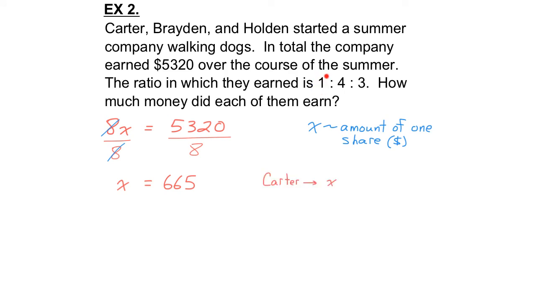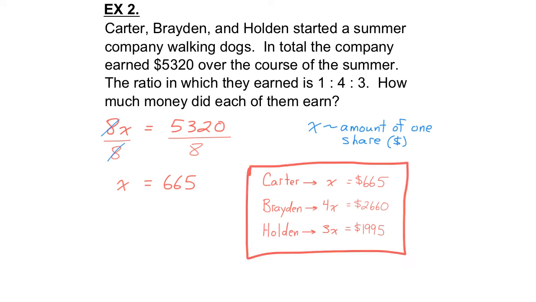Carter had 1 share, so that's $665. Braden had 4 shares, so 4 times 665. That's $2,660. And Holden had 3 shares, so 3 times 665. That's $1,995. So that's how much each of these people earned.